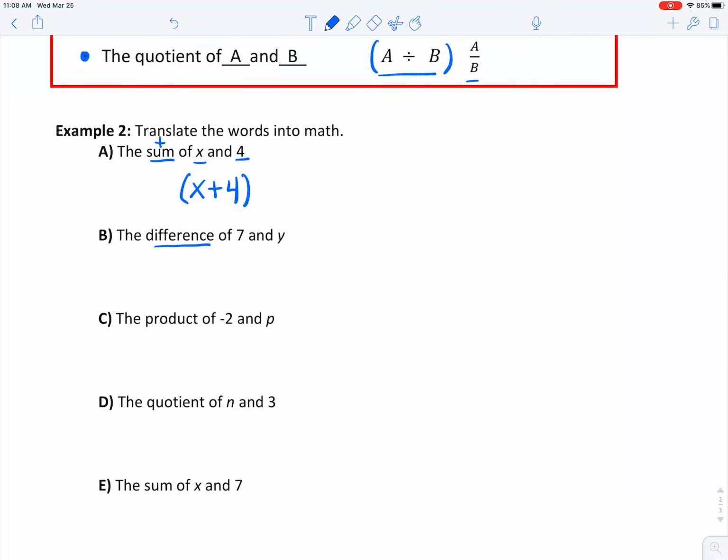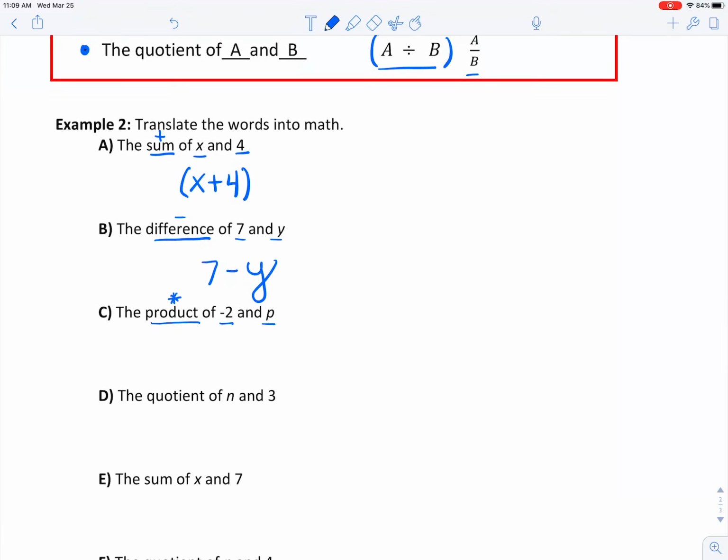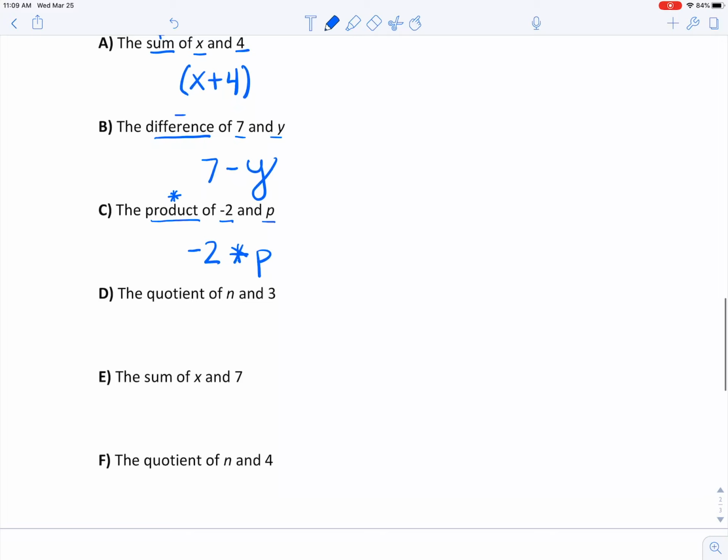Okay, difference. Difference means subtraction. So it says the difference of 7 and y, so we have 7 minus y. The product of -2 and p. Product means multiplication. So I have -2 times p. Remember that there is multiple ways that you could write this. So you could also write -2p. You could also write -2, put p in parentheses, or you could write -2 in parentheses and p in parentheses. Any of those ways are okay. Oh, and there's one more, -2 and p. I don't care which way you write it, whichever one you prefer.